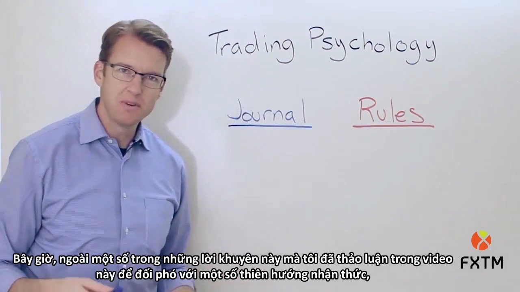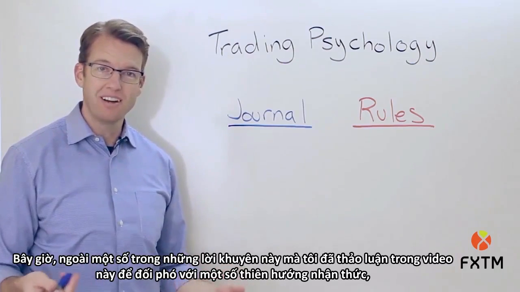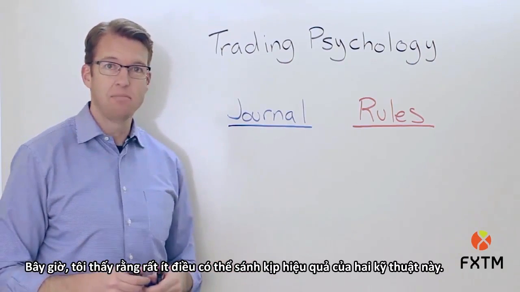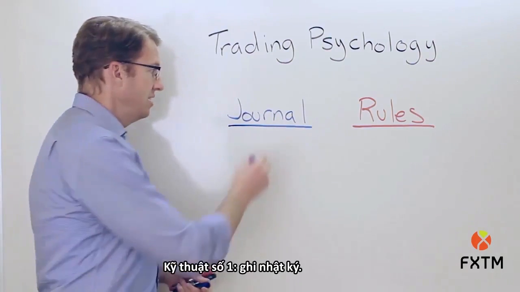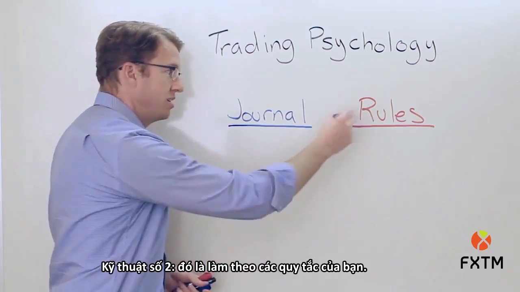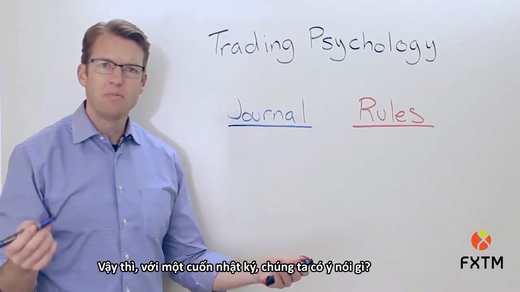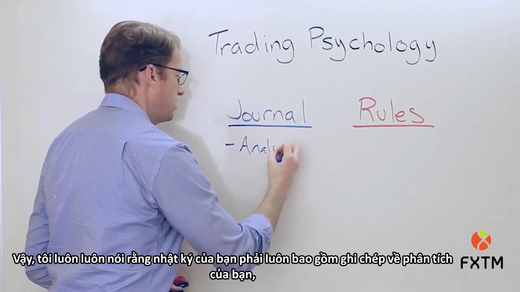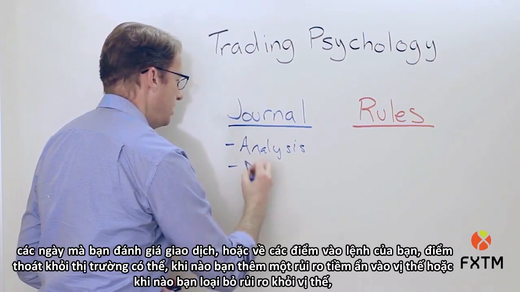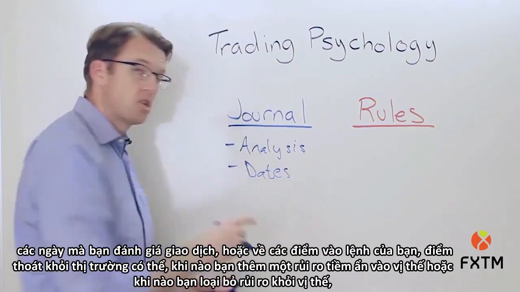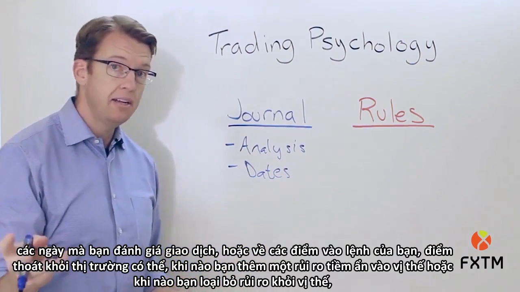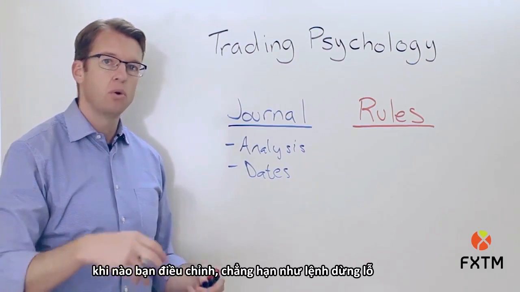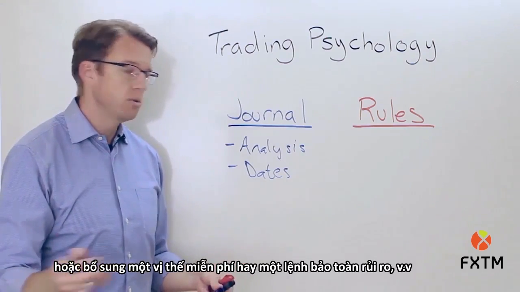Now, besides some of the tips that we've already discussed in this video for dealing with some of these cognitive biases, what are some of the other things that we can do? I have found that very little can match the effectiveness of these two techniques. Number one, keep a journal. Number two is follow your rules. So with a journal, what do we mean by that? I always say your journal should include a record of your analysis, the dates that you were evaluating the trade, what about your entries, potential exits, when did you add risk to the position, or when did you take away risk from the position, when did you adjust the stop loss, for example, or add a complementary position or a hedge to it, and so forth.